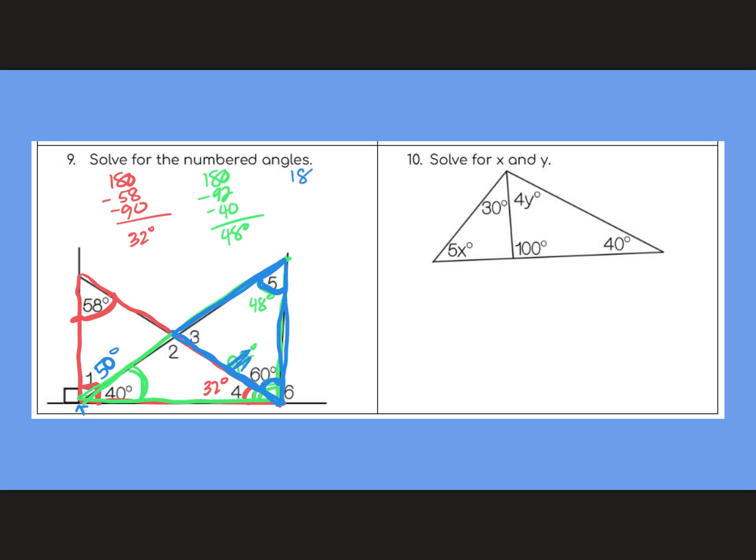So this will be 180 minus 48 minus 60. Do that subtraction and you get 72 degrees. So this guy is 72. Okay, now these two together, 2 and 3 together, they make a line, so they also add up to 180. So this would just be 180 minus 72. And that tells me angle 2 is 108.